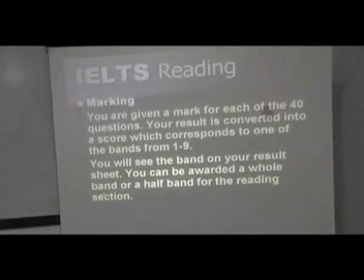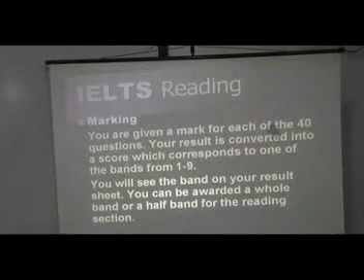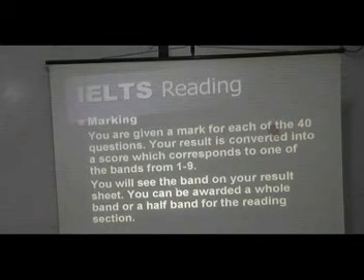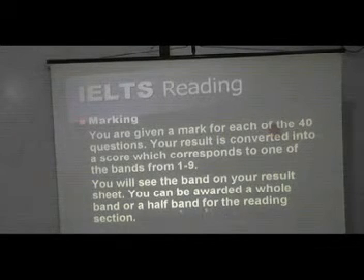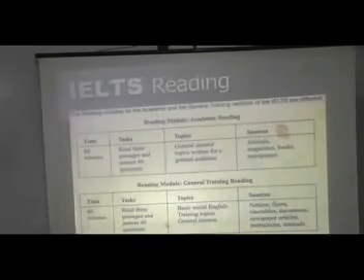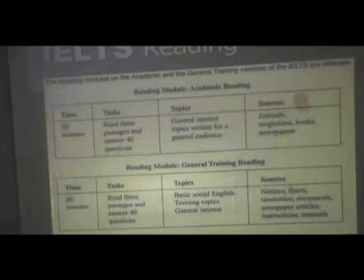You're given a mark for each of the 40 questions. एक सही होगा तो आपको 1 number मिलेगा. Your result is converted into a score which corresponds to one of the bands from 1 to 9. You will see the band on your result sheet. Inshallah, you can be awarded a whole band or half band for the reading section. Marking. Now let us have a look at the academic reading and general training reading.